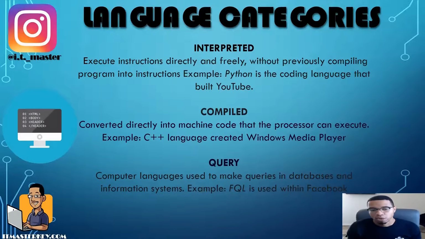Compiled languages. A compiled language is converted directly into machine code that the processor can execute, something that the actual CPU can execute. An example of that is C++, which is what Windows Media Player runs on. C++ is used by a lot of other applications and things like that, but that's just one of the things I thought would stand out that you would know. So Windows Media Player uses C++.